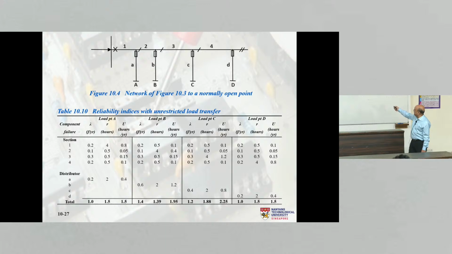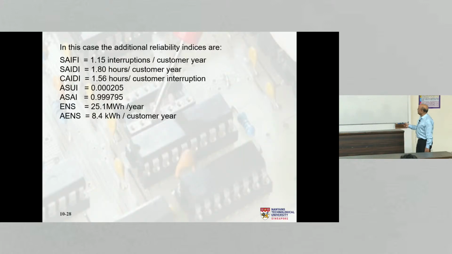For example, load point B, if there is a fault in section 1, the breaker goes off, you use this disconnect, open it, connect this normally open point, close it, and then you get the power to B. You get the power to C, you get the power to D, correct? So in this case, as you can appreciate, the load point D stands to benefit the most. In the previous case, when this is not there, this is the worst, and now it is the best. Why? Because right next to it, there is another source of power. So this is how we can quantify.